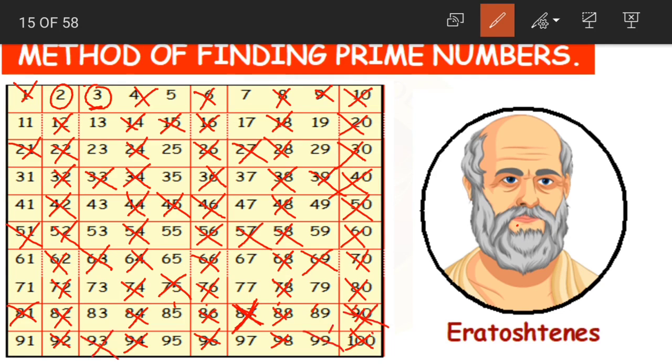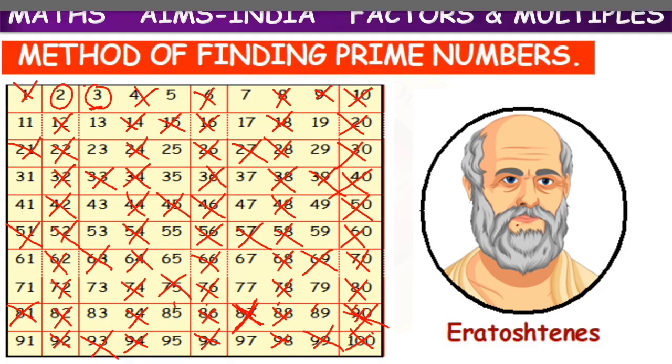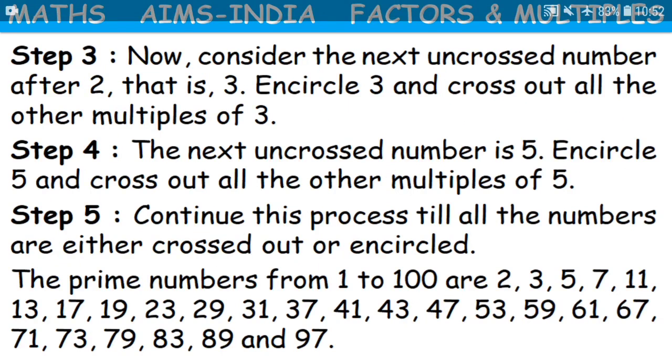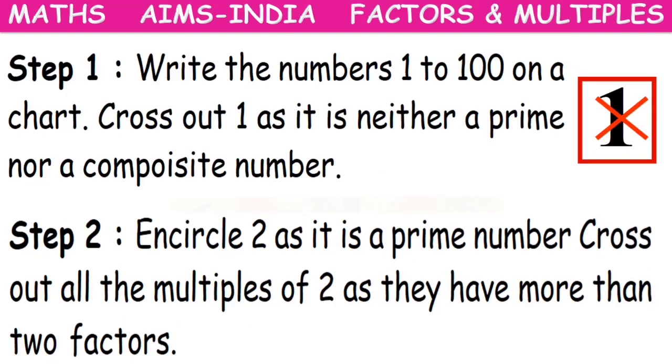So like this, every third number will be crossed out. So what did we do? We are done with our step 3 as well. We have encircled 3 and crossed out all the other multiples of 3. Now step 4, the next uncrossed number is 5. Encircle 5 and cross out all the other multiples of 5.